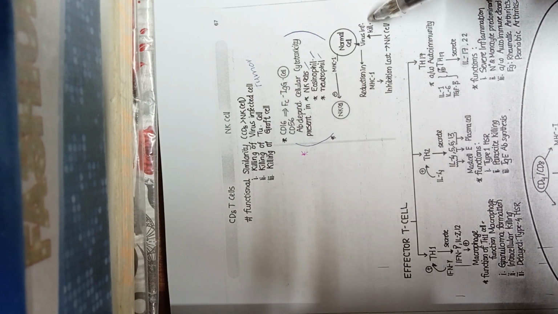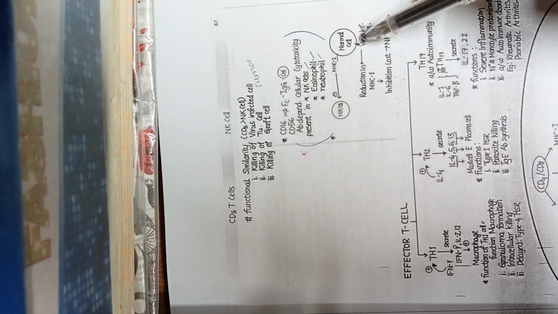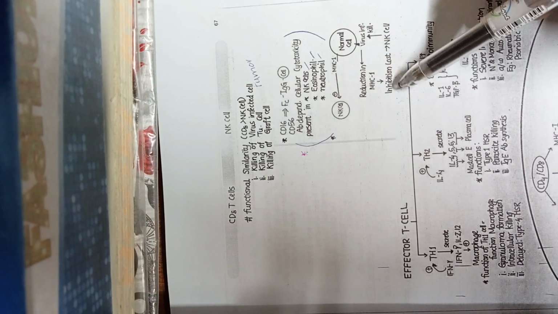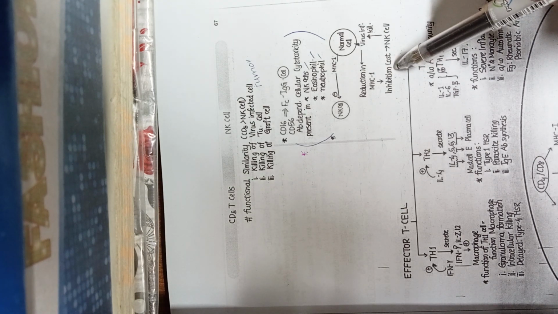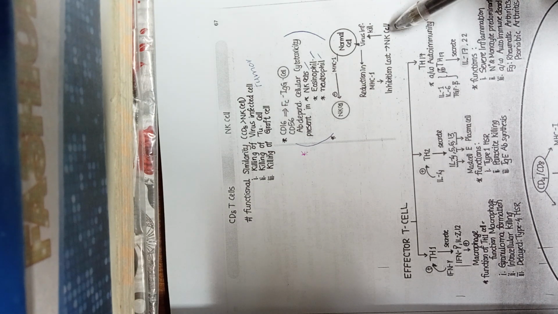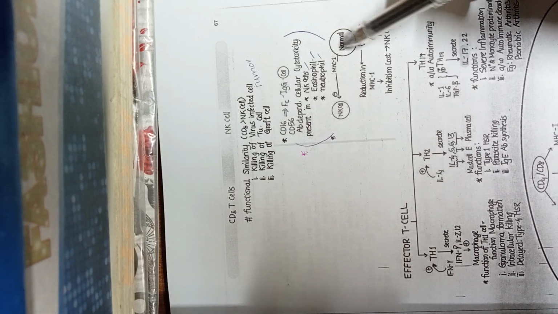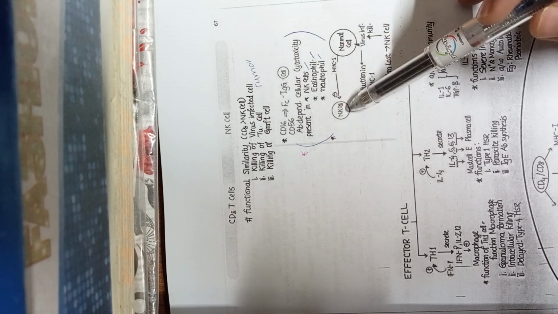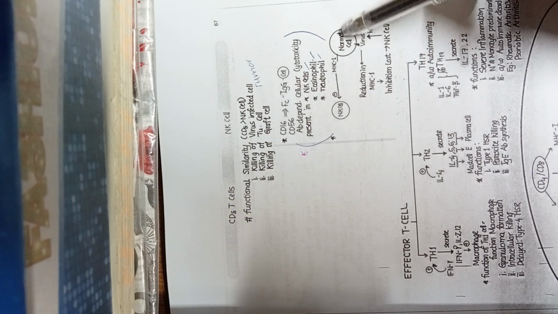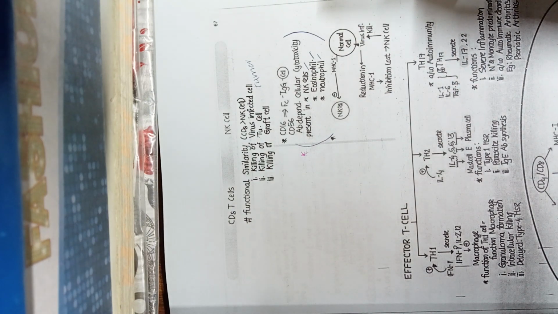Now for example, this was a normal cell. When virus infects this cell, when it is infected, there is a reduction in MHC1. When there is a reduction in MHC1, it means that now inhibition is lost, and when inhibition is lost, this natural killer cell will come and will eat this virus infected cell. Simple process. Got it, guys?